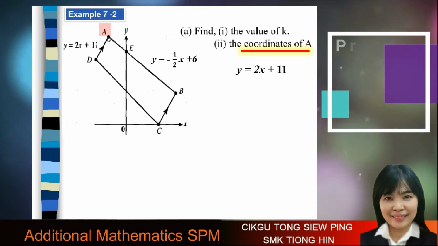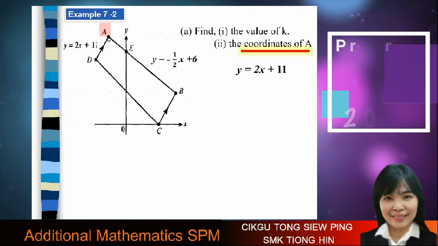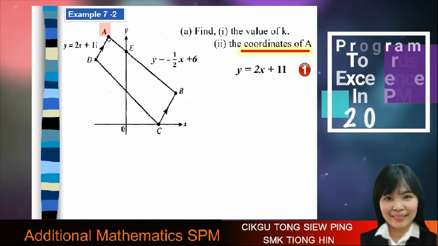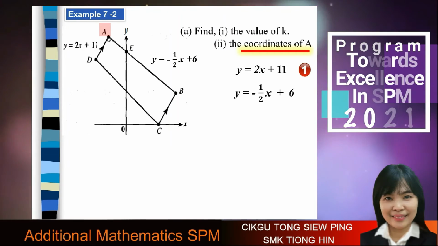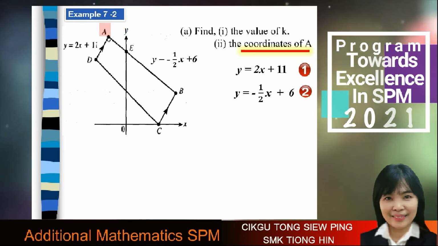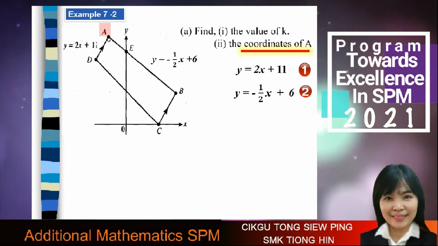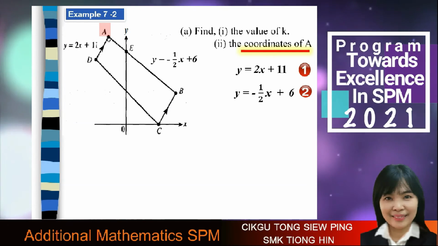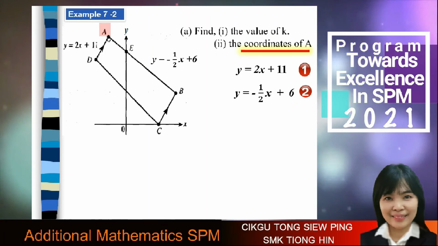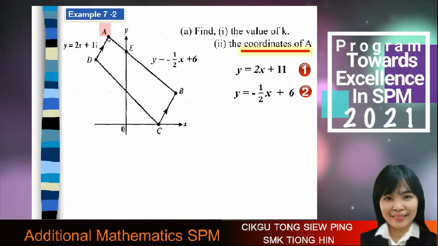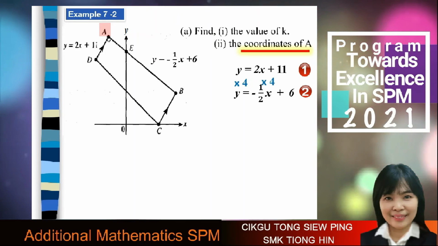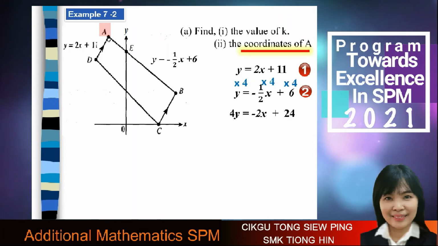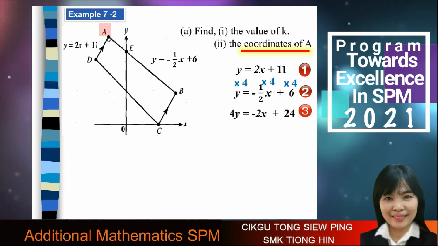So, we let y equal to 2x plus 11 be the first equation, y equal to -1/2 x plus 6 be the second equation. We have to eliminate either x or y. In this example, I will eliminate x. To eliminate x, I will multiply my equation 2 by 4. Then I get 4y equal to -2x plus 24. I'll name this as my third equation.